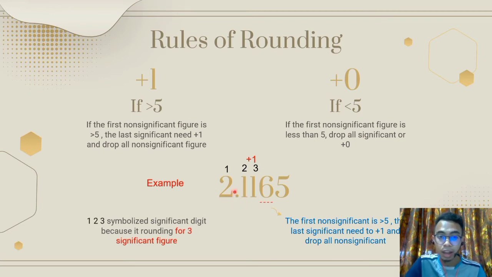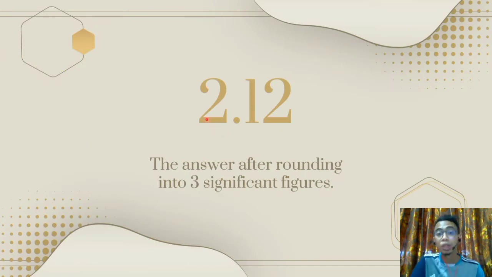So how is the process of rounding? We mark that the number one is the last significant figure, and the first non-significant figure is number six. Is six greater than five? Yes, it's greater than five. So what do we need to do? We need to plus one at the last significant figure, which is number three. We add one, and after we add one, we drop all the non-significant figures, or throw them away. The answer becomes 2.12 after rounding to three significant figures.